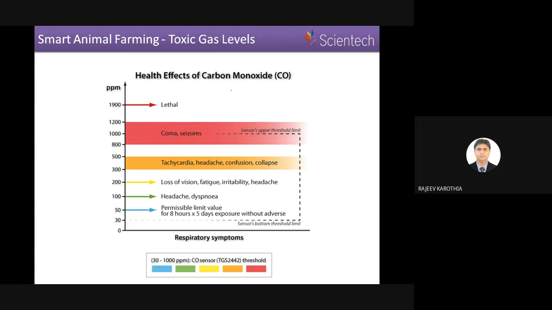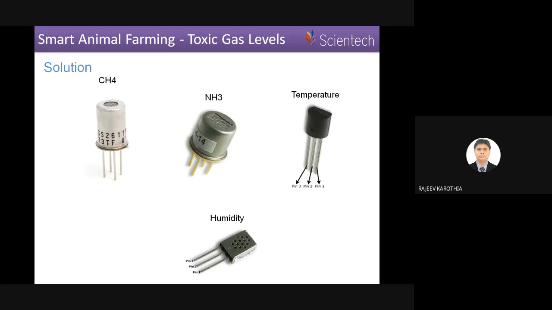So we have some sensors relevant to this; carbon monoxide is an important parameter. It impacts the respiratory system of any human or animal, so it has an impact on the health of the animal or the person. So we should have sensors like a methane sensor, an NST sensor, temperature, and humidity. These are the sensors we can utilize to make applications relevant to animal farming.